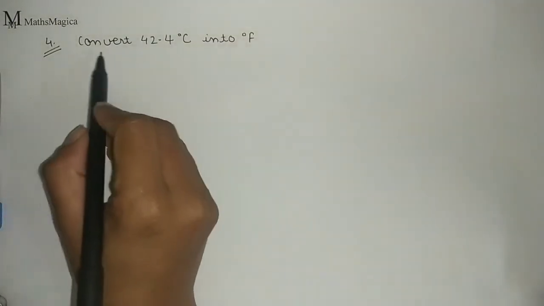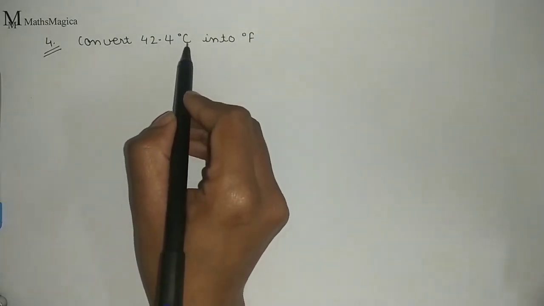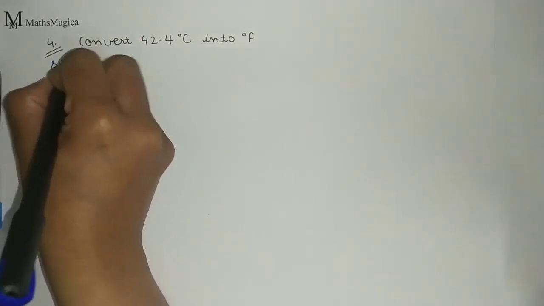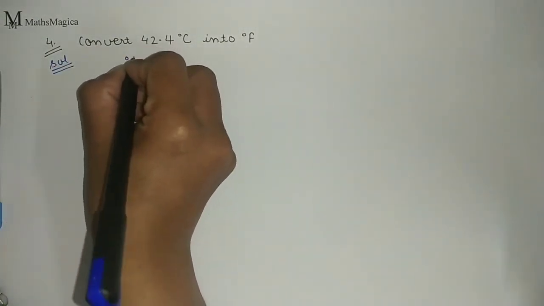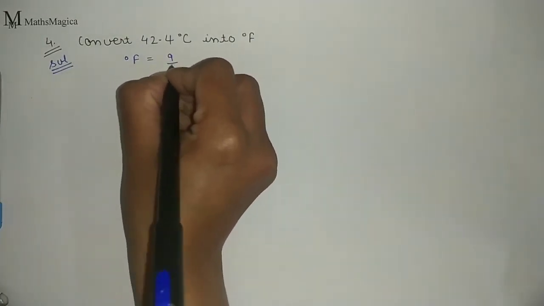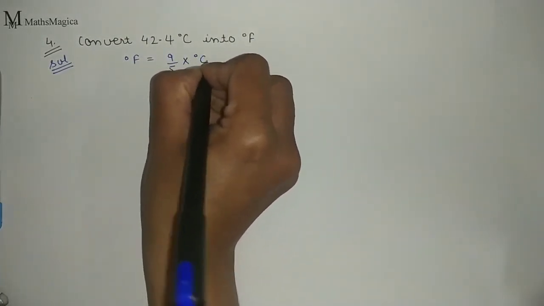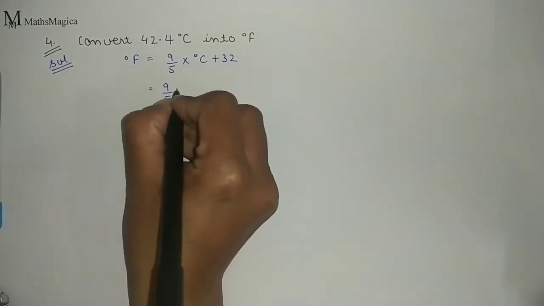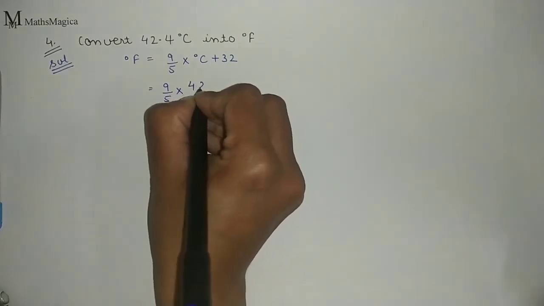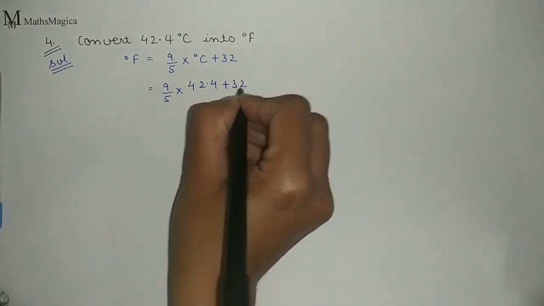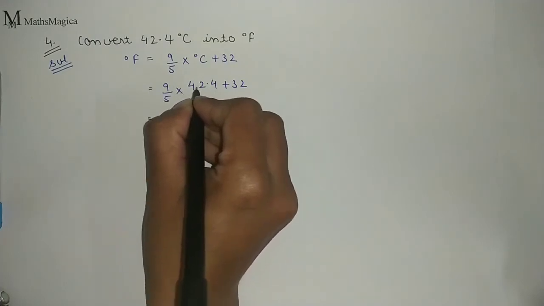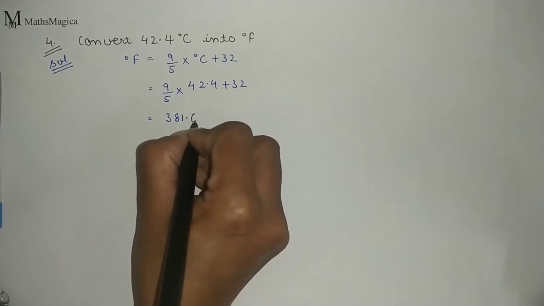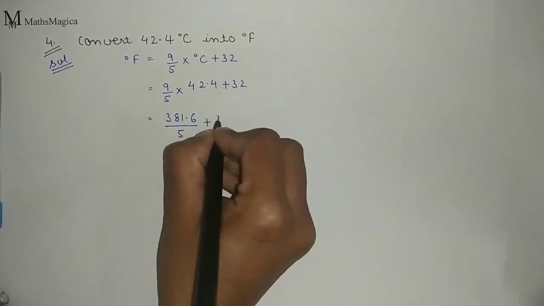The fourth example is: convert 42.4 degree Celsius into degree Fahrenheit. Solution: first write down the formula. Degree Fahrenheit is equal to 9 by 5 multiplied with degree Celsius plus 32. Put the value: 9 by 5 multiplied with 42.4 plus 32. 9 multiplied with 42.4 is 381.6, divided by 5 plus 32.